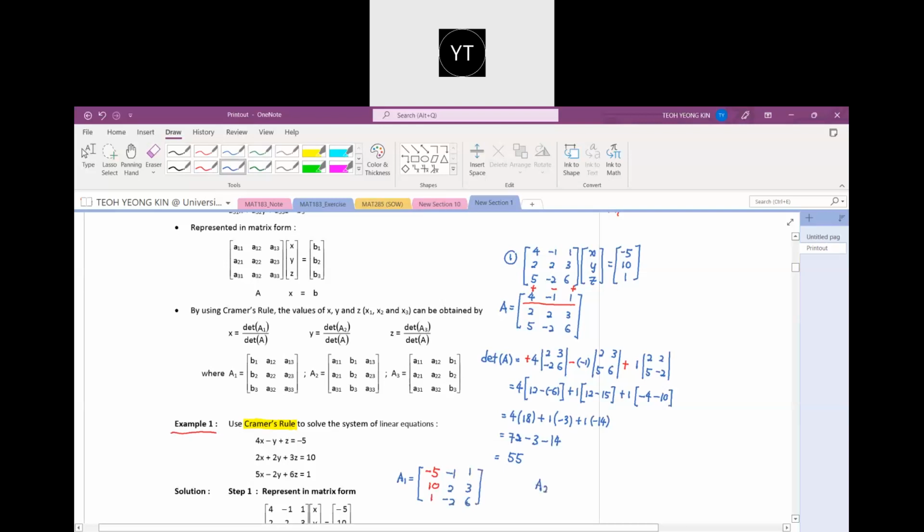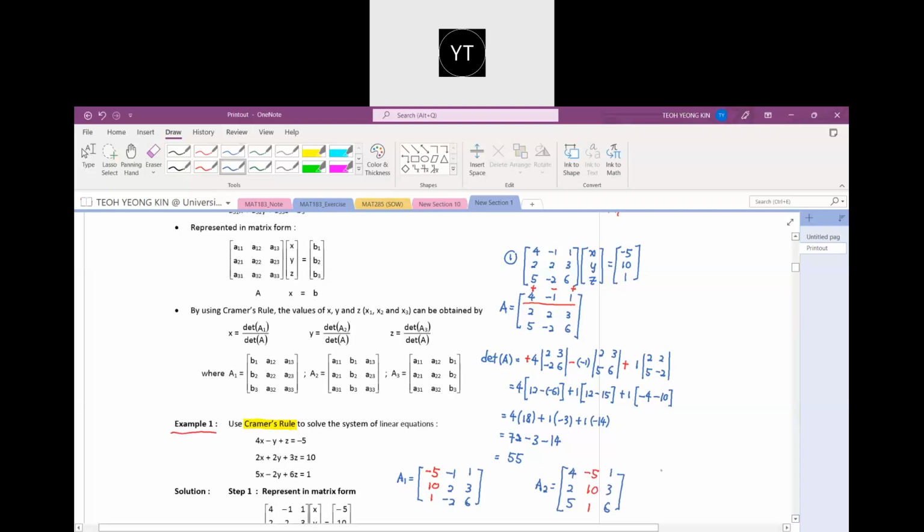How about A2? Saya terus tunjuk A2. A2 lajur yang pertama. The first one remain the same. 4, 2 and 5. Yang pertama, kolom pertama tak berubah lah. Second column saja, this is negative 5, 10 and 1. Finally, this one 1, 3 and 6. Sorry, this one I changed to red color so that you nampak lah perubahan dia kat mana. Negative 5, 10 and 1.